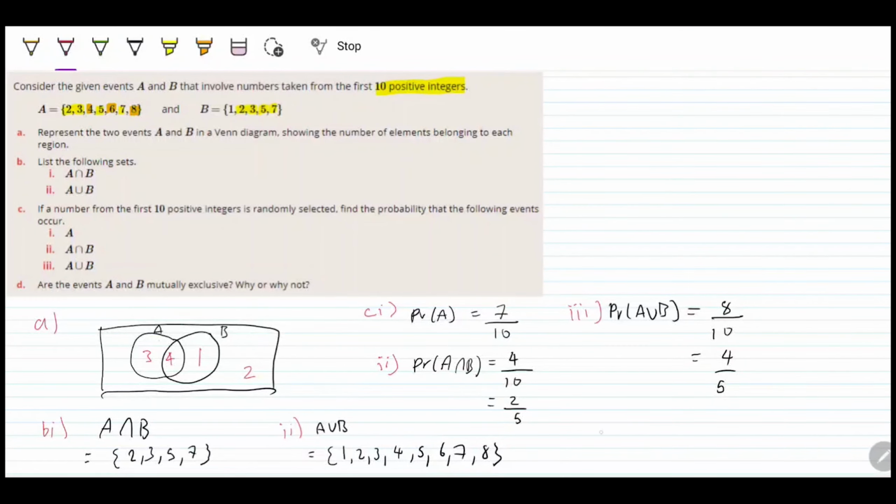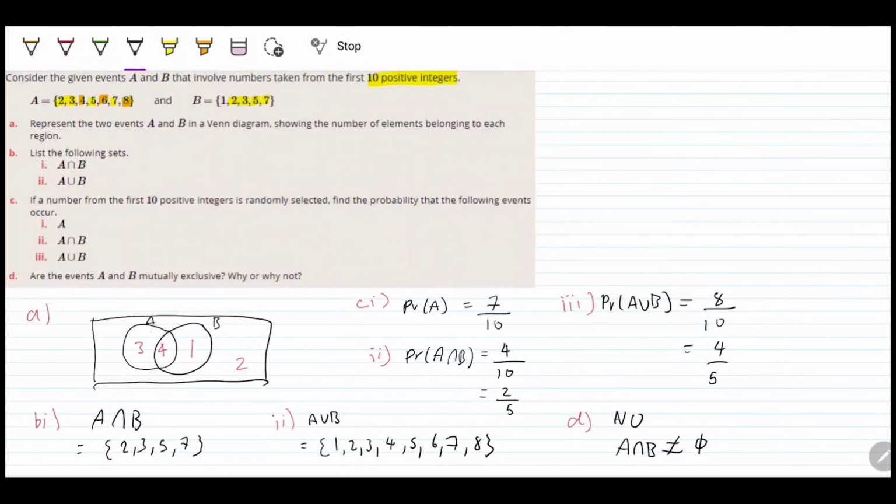And finally, for D, this question is asking us, are the events A and B mutually exclusive? So the answer to this one will be no. The reason why is because A intersect B does not equal the null set. So this was one of our rules. Okay, let's continue moving on.